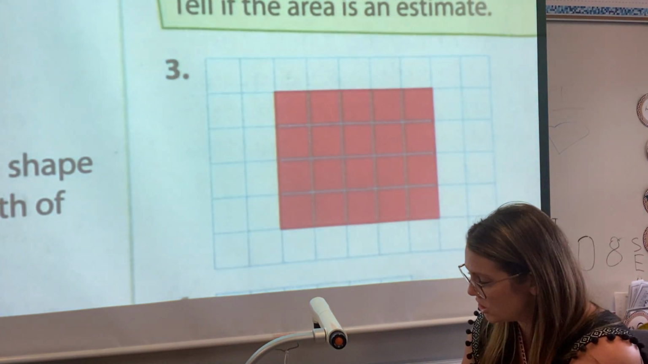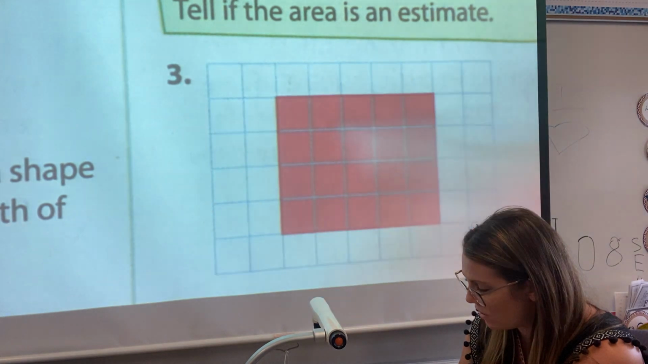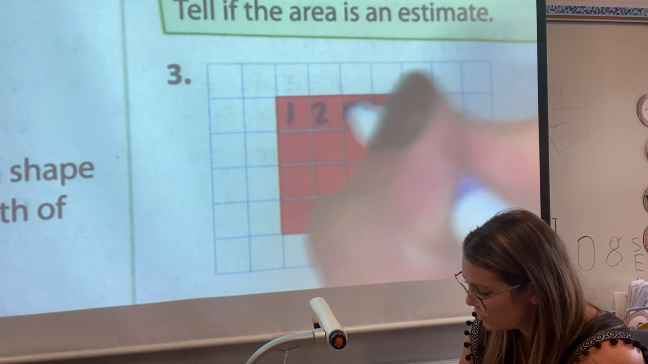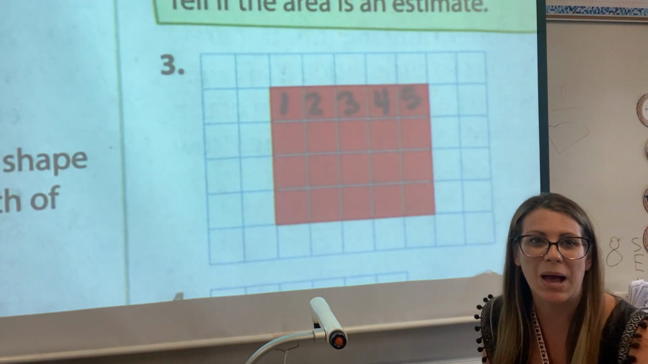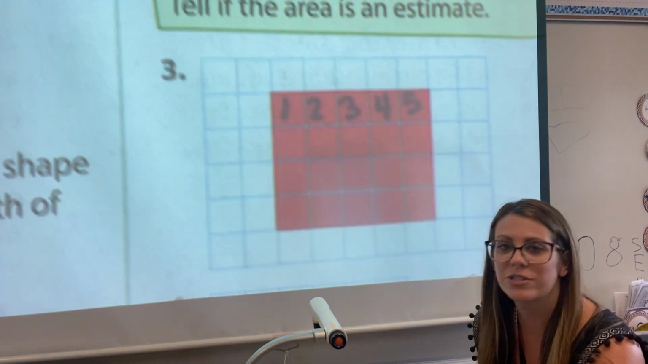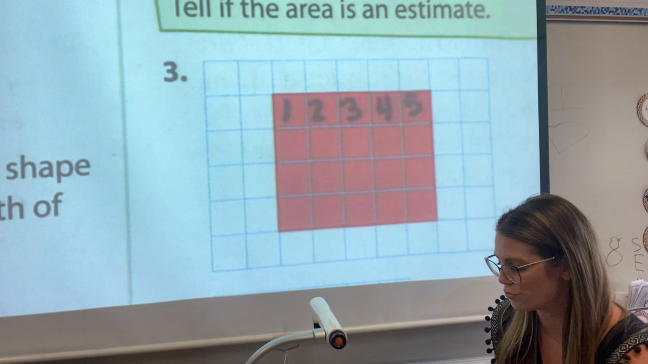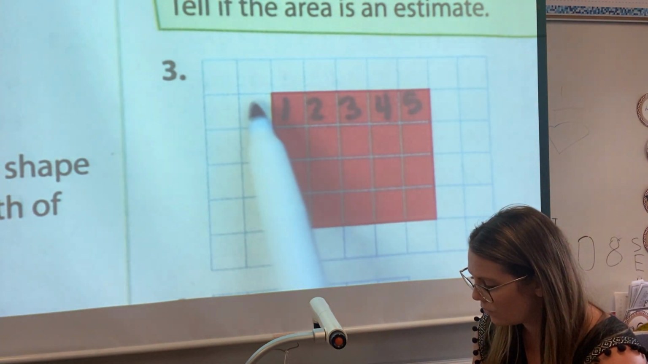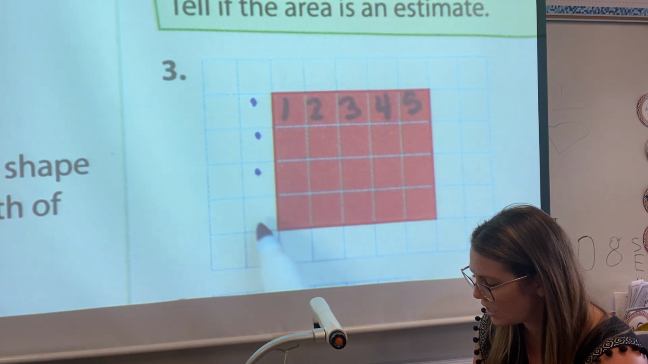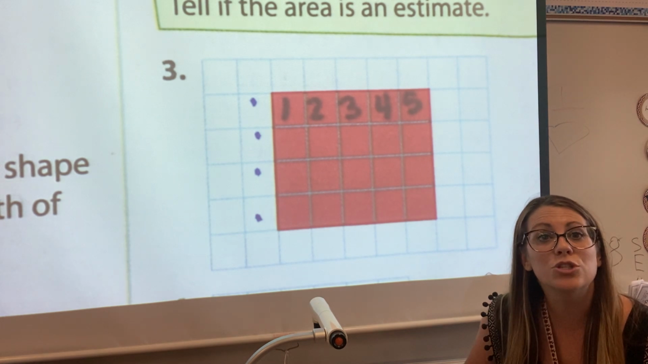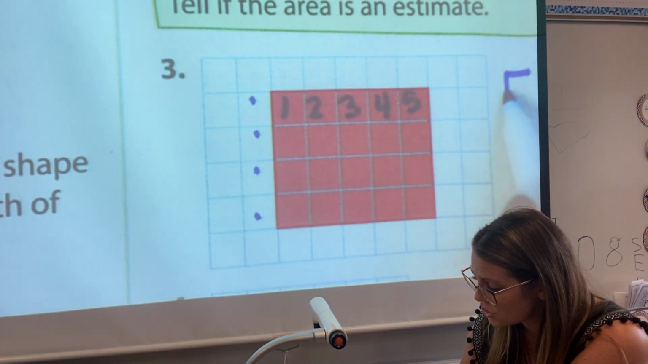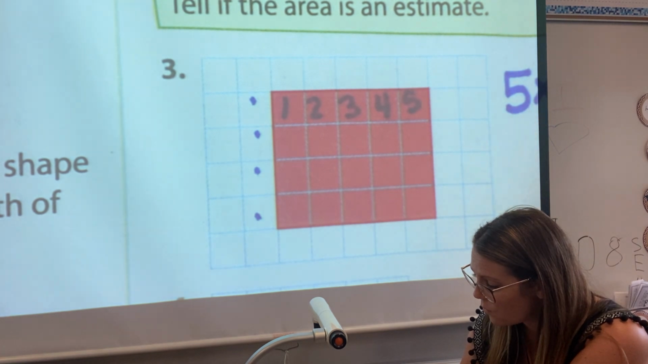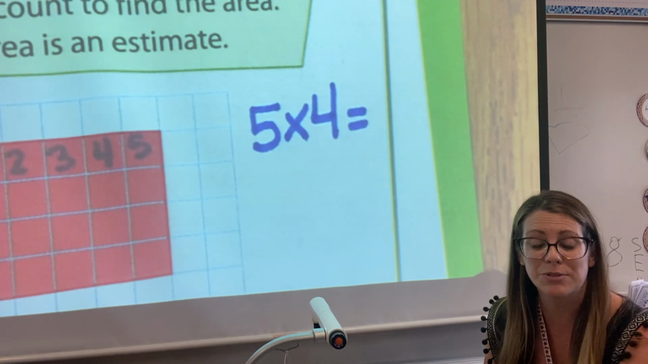No. Let's just go ahead and count them. 1, 2, 3, 4, 5. All right, I'm going to stop for a minute because I know there's 5 in each row. How many rows are there? 1, 2, 3, 4. So this is where we could use our multiplication. 5 times 4 equals what?